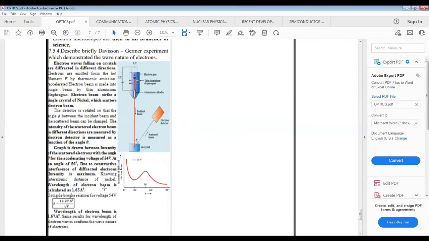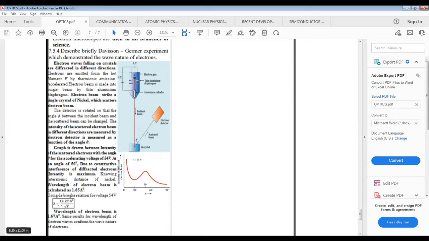You can see the intensity is maximum at a particular voltage and at a particular angle. At an accelerating voltage of 54 volt, the intensity is maximum at an angle of 50 degrees. So due to constructive interference of diffracted electrons, the intensity is maximum.